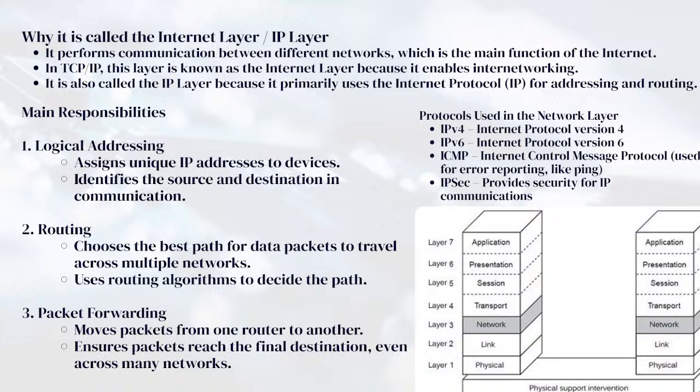When it comes to routing, it chooses the best path for data packets to travel across multiple networks, and it uses routing algorithms to decide the path. When it comes to packet forwarding, it moves packets from one router to another and ensures packets reach the final destination even across many networks. The major protocols we have seen in the network layer are IPv4, IPv6, ICMP, IPsec, etc.